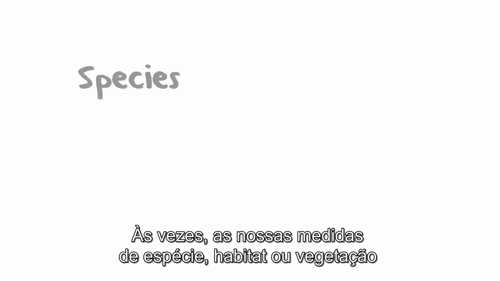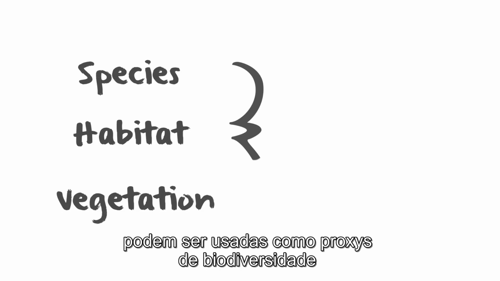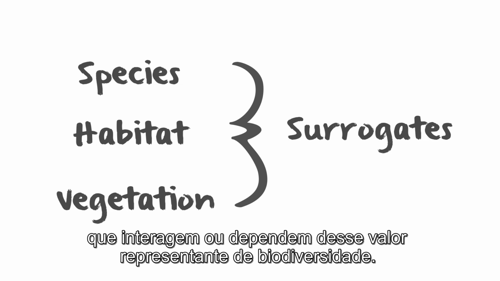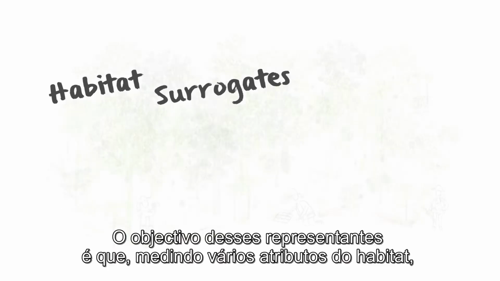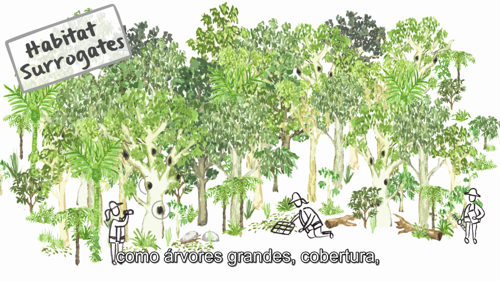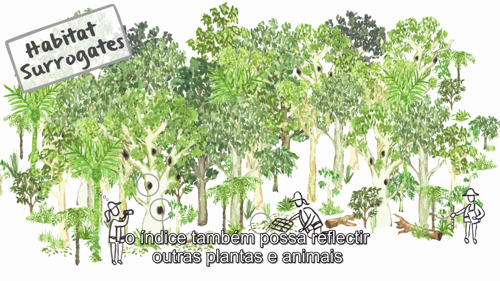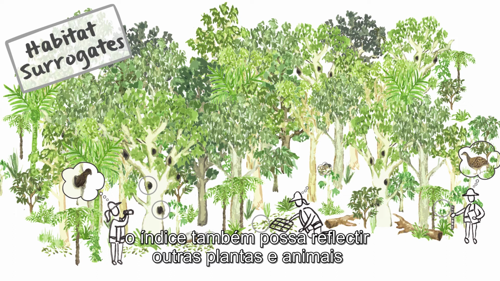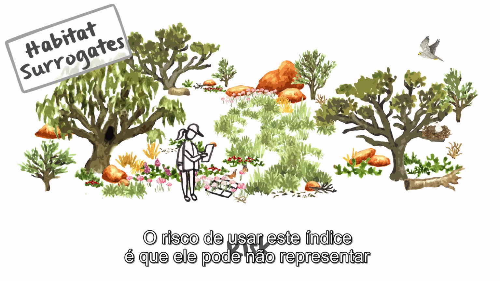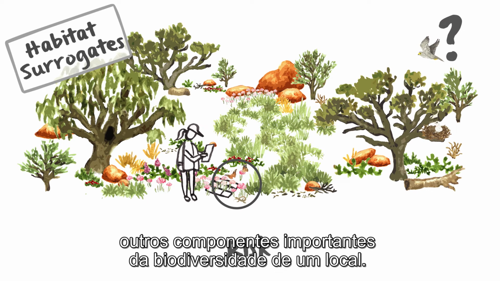Sometimes our measures of species, habitat or vegetation might be used as surrogates in the hope that they will also represent other biodiversity features which interact with or rely upon the surrogate. The aim of such surrogates is that by measuring several habitat attributes such as large trees, understory cover or leaf litter, the index might also reflect other plants and animals that rely on these same habitat features. The risk of using a surrogate is that it may not represent other important biodiversity components at the site.